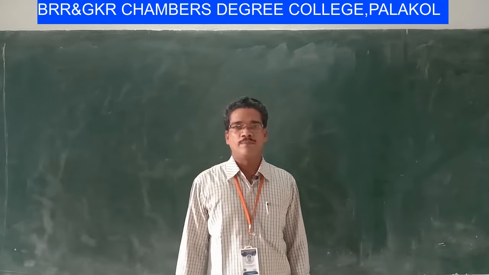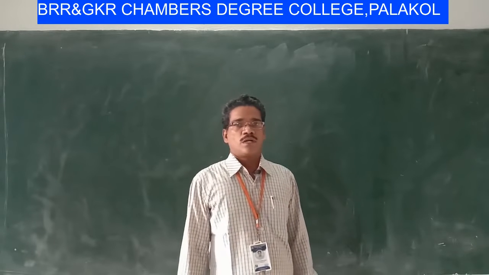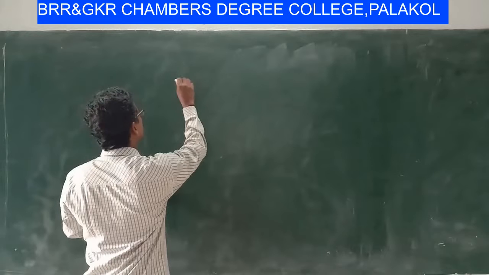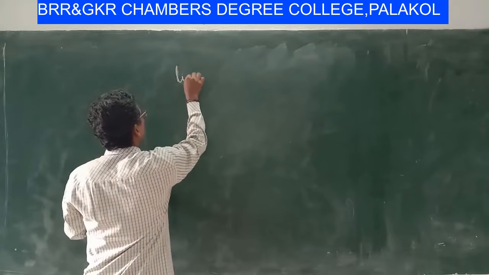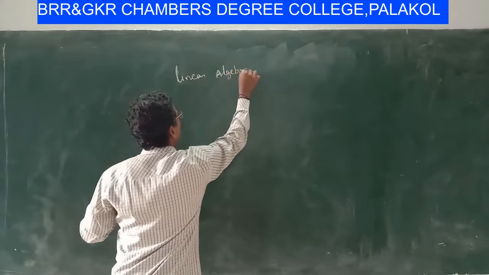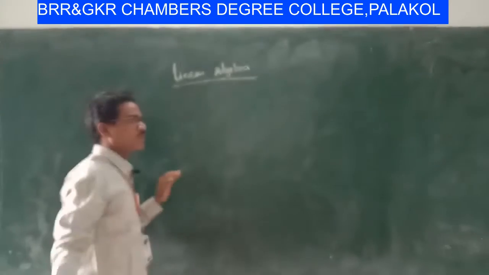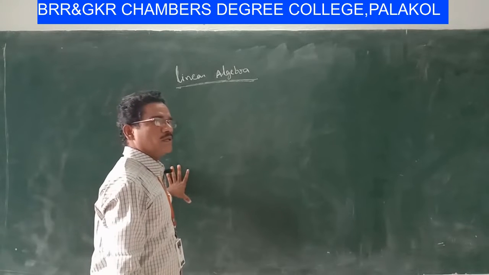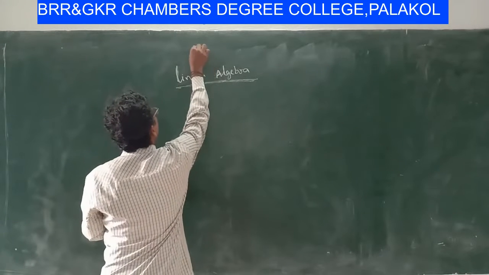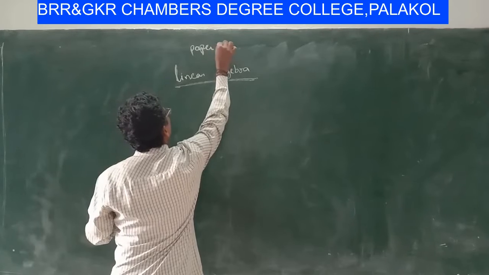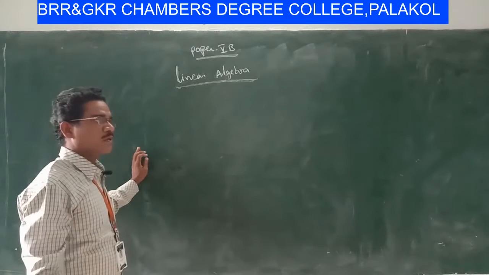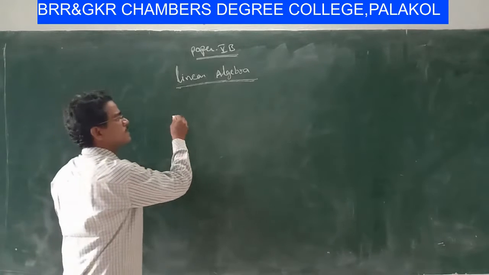Today I would discuss Final BSc Mathematics paper 5B. The title of the 5B paper is Linear Algebra. Linear algebra contains 5 units.